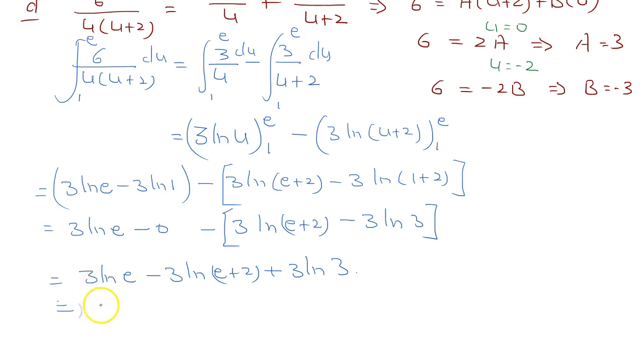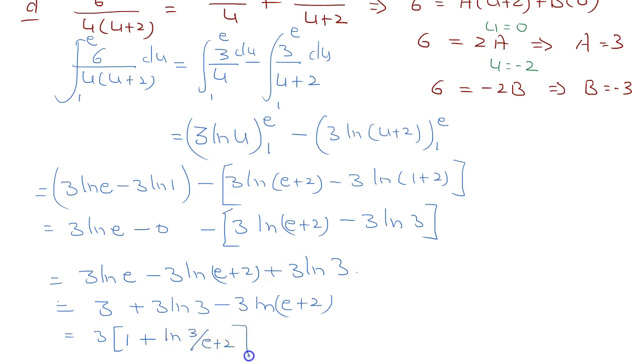To further simplify it, 3 ln e is 3, plus 3 ln 3 minus 3 ln e plus 2. This is 3 common, 1 plus this I can write as ln 3 over e plus 2.